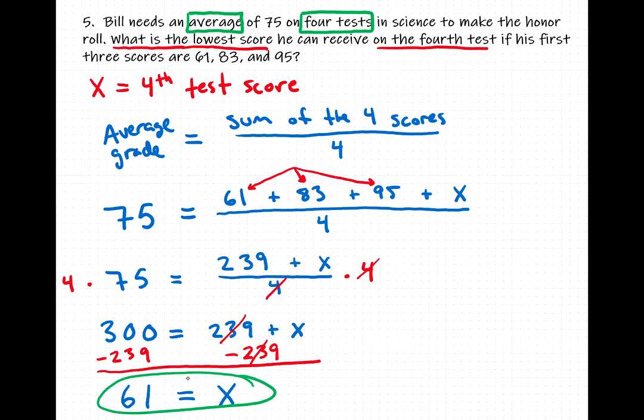And you could check this, of course. Now we know all 4 scores: 61, 83, 95, and another 61. You could add those up, divide by 4, and you will get 75. And you could use that just to check your work.